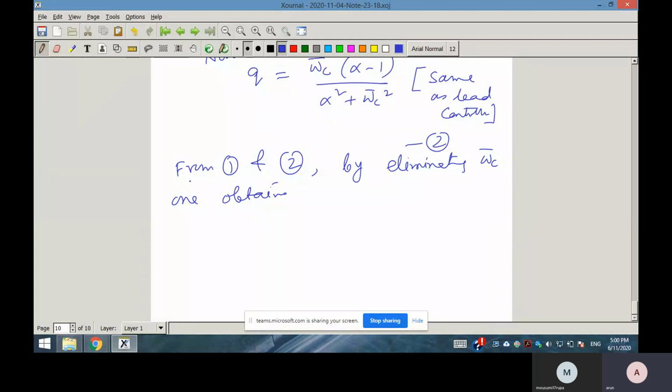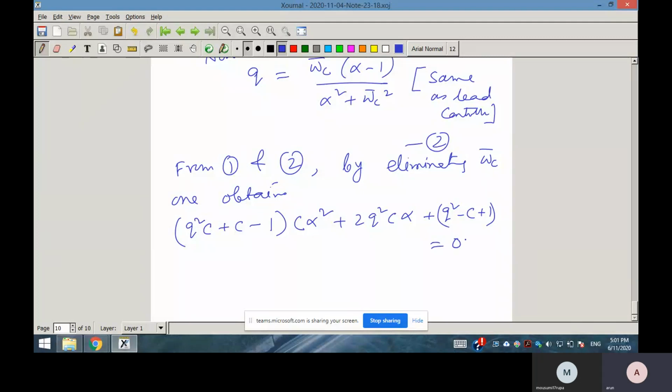So from 1 and 2, by eliminating, one obtains this equation. I am not deriving this one here. You can easily check. I suggest you please derive it, following the same process as we followed for the lead controller. So this is alpha square plus 2q square c alpha plus q square minus c plus 1, and this is equal to 0.